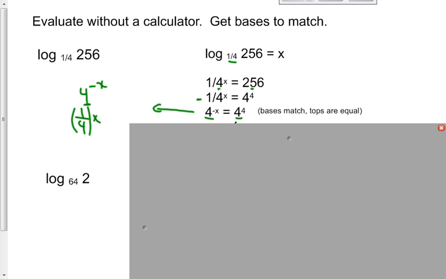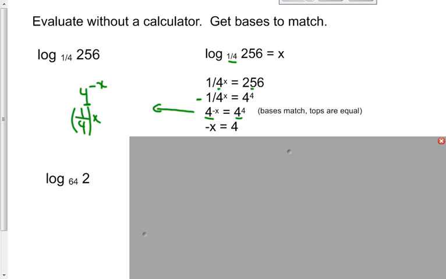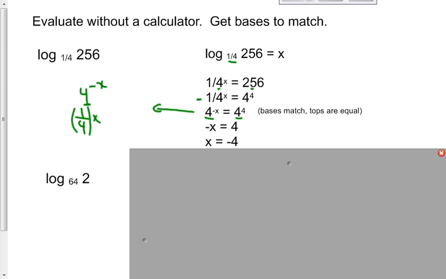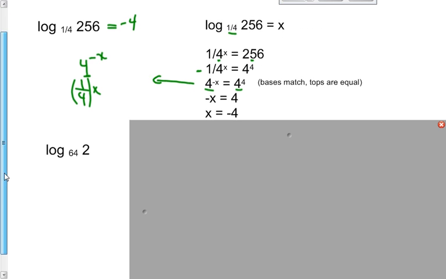My tops, my powers can now be set equal to each other. Negative x equals 4, and I don't want negative x, I want positive x. So divide out negative 1 on each side. This answer, negative 4.